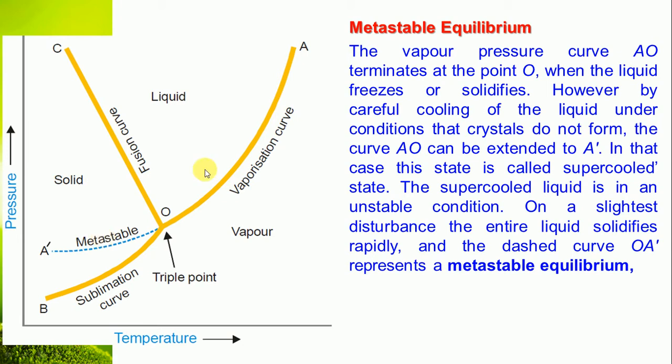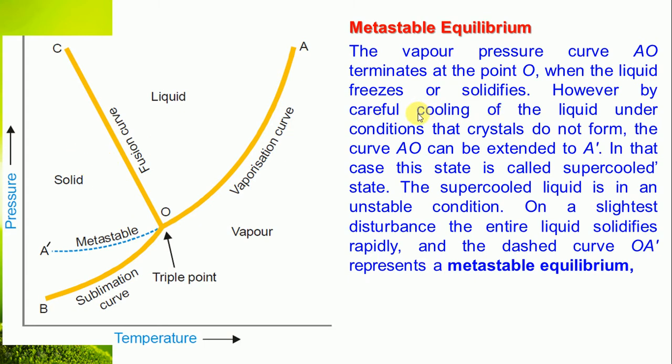Metastable curve indicates that although the vapor pressure curve of OA can be extrapolated as OA prime. What does it say? The vapor pressure curve AO terminates at point O, when the liquid freezes or solidifies. After O, if you extrapolate the curve, this is the area where the solid ice should remain. That is why if we come in this area, you will find that this area contains only the solid ice.